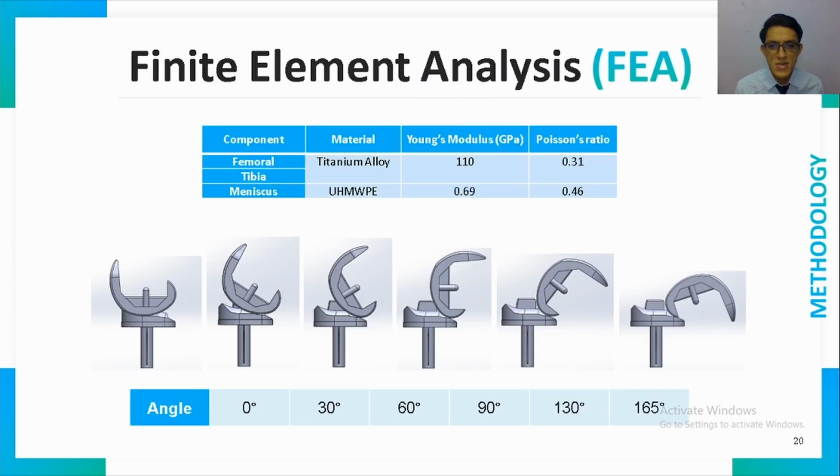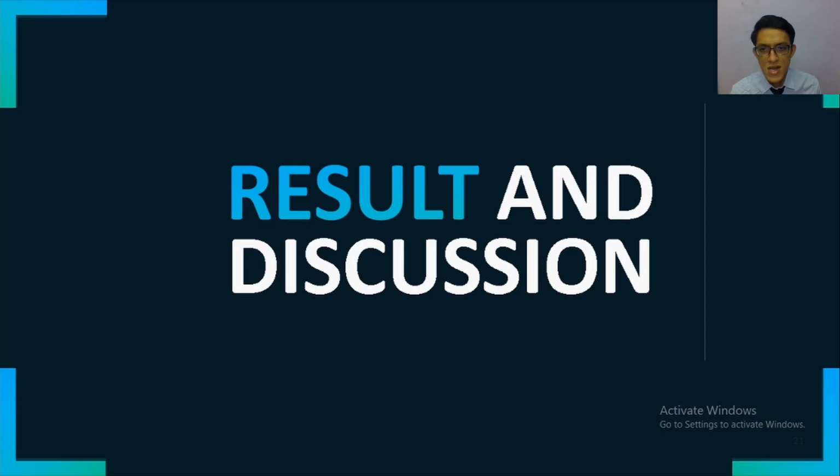Next, finite element analysis is done on the new design using ANSYS software to find out von Mises stress for varying weight at various angles of flexion. The table shows the properties of material to be used in the analysis. Titanium alloy is used for the femoral and tibia, and polyethylene is used for the meniscus. The analysis was done on angles from 0 degrees to 165 degrees. Result and discussion.